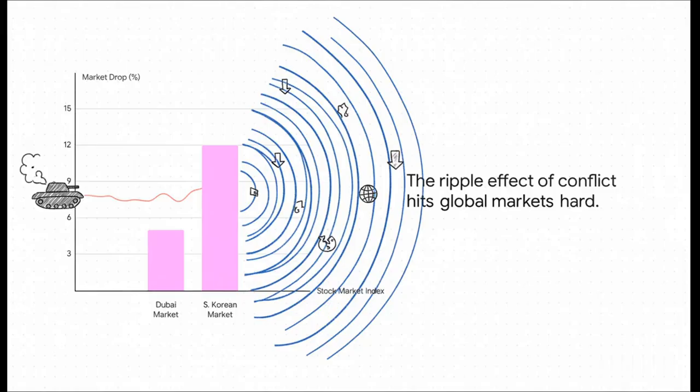And you can see that ripple effect right here, clear as day. It's not just one market. Dubai stock market drops almost 5%. South Korea's, like we saw, falls a massive 12%. These aren't just numbers on a chart. They represent real-world financial pain felt across the entire globe, and it all stems from that one initial military event.